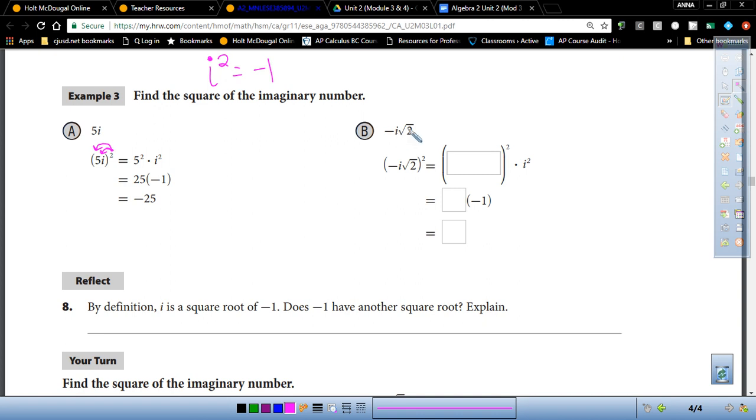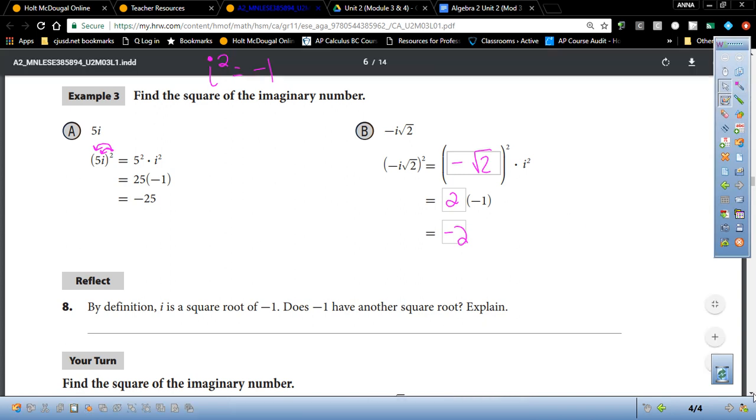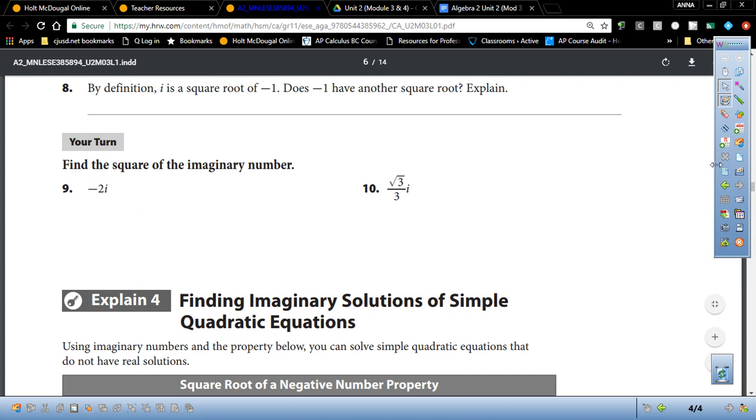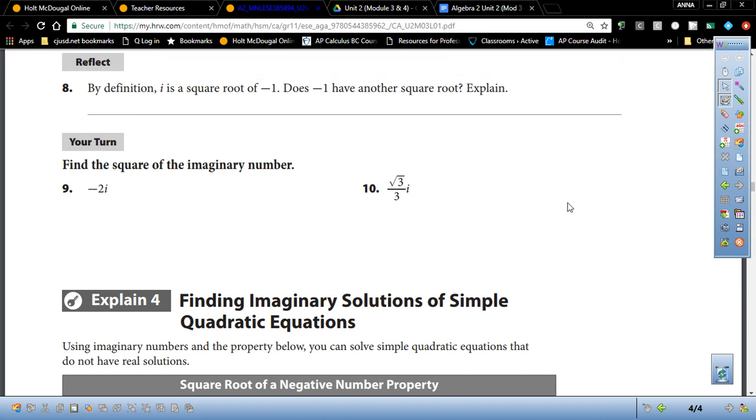Okay, if I have negative i square root of 2, well, that negative and root 2, that's the real number component. The negative squared becomes a positive, and square root of 2 squared, well, that's 2, because that becomes the square root of 4, which is 2. i squared is negative 1. 2 times negative 1 is negative 2. Okay, so pause the video, quickly try 9 and 10, and then unpause to see your answers. Pause now.